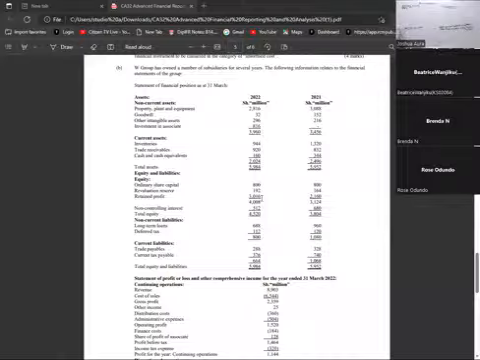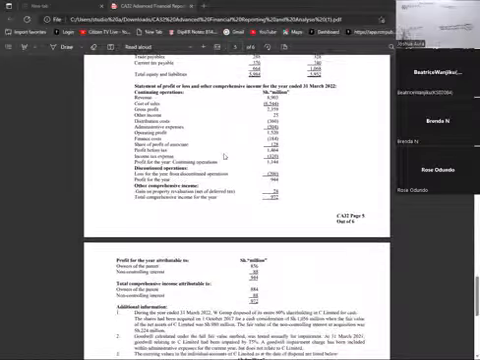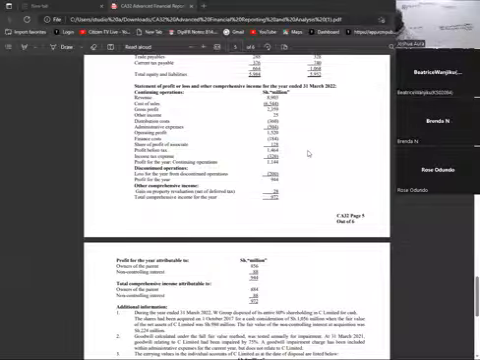This is August 2022, remember. So this profit before tax has been provided here. The profit before tax is here. It is 1464.